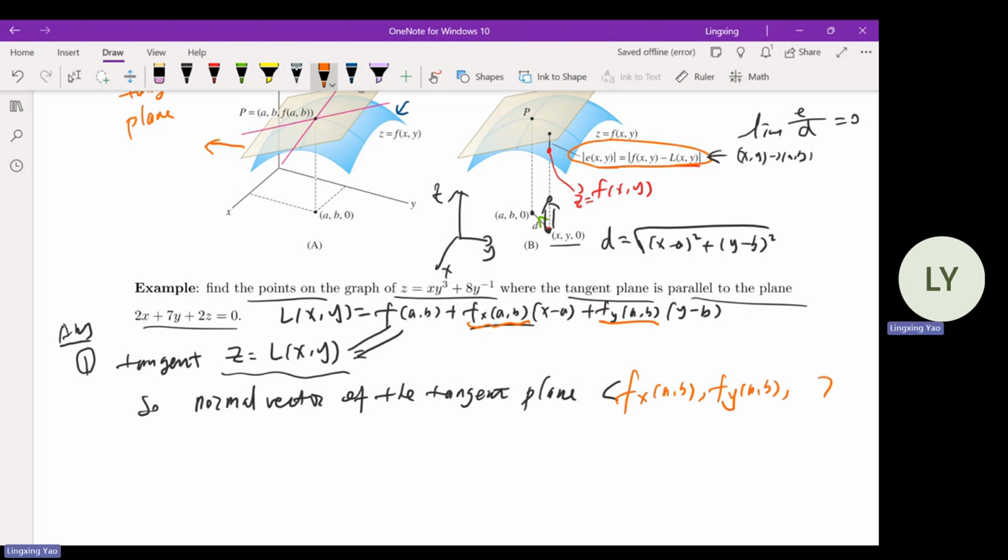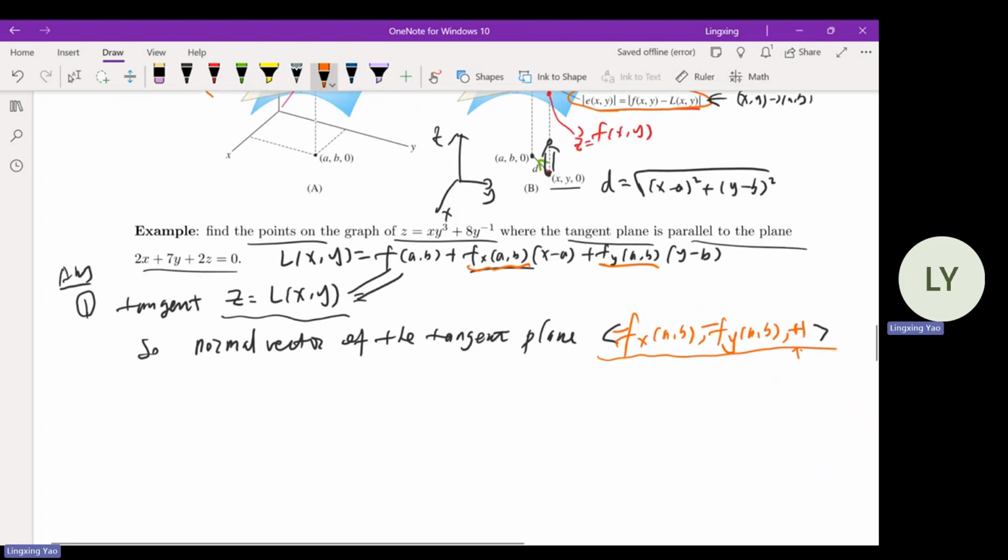Well, if you do not like -1 for the third component, you can multiply -1 throughout to the entire vector, making it point upwards. But if the third component is negative, the vector is pointing downwards, right? So we want to have something that is pointing upwards. This will be the normal vector.